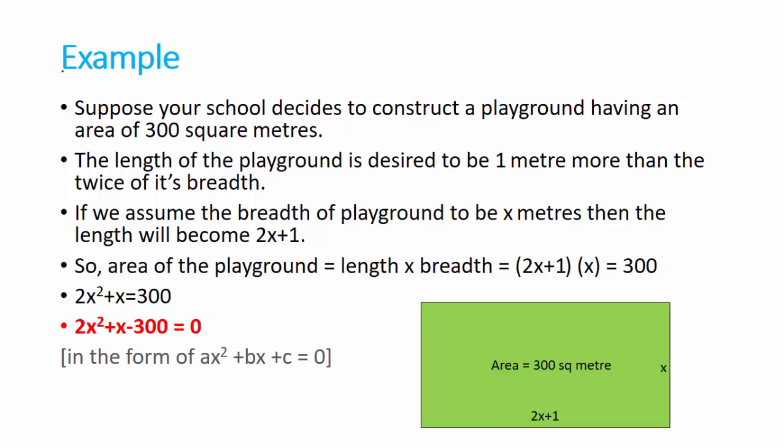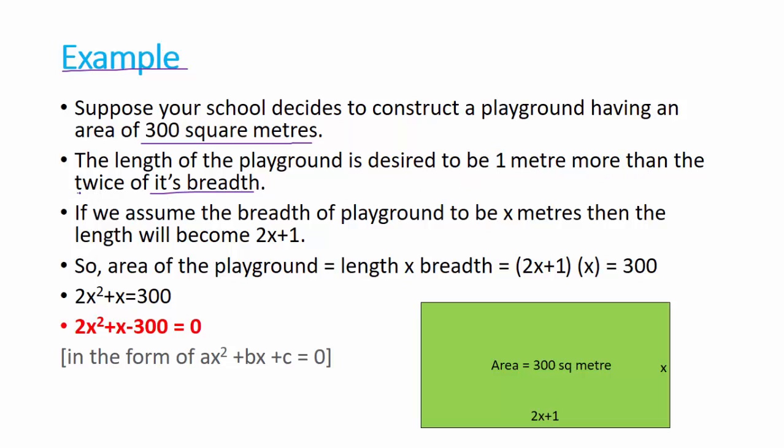Here is one example of quadratic equation. We will see it. Suppose your school decides to construct a playground having an area of 300 square meters. Your school is planning to construct a playground whose area is 300 square meter. The length of the playground is desired to be 1 meter more than twice its breadth.